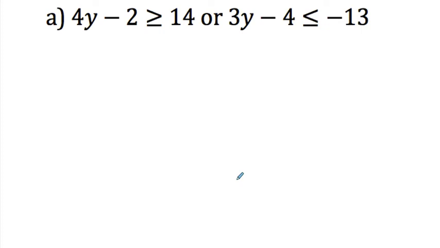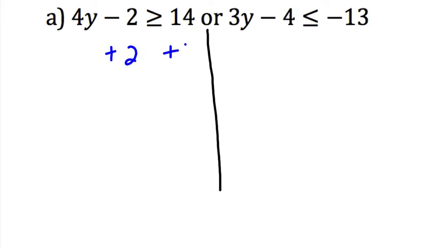So first one up here, we're going to do these separately. So or is the word that's combining these to make them a compound inequality. But when we go through and solve these, we'll do them individually. So I'm going to do this whole thing individually, separately, solving and graphing. And then I'm going to come over here and do this one and solve and graph this one. So let's go ahead and get started. I have a negative 2 that needs to be moved. So I do the opposite and add 2.